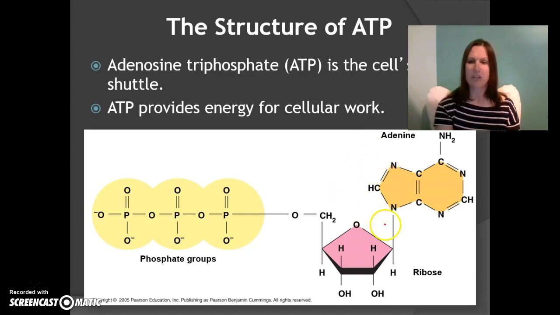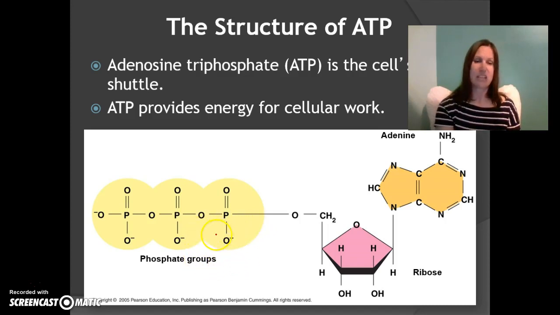If we look at this molecule here, adenine, remember this is one of our base pairs that we talked about in our macromolecule section. It's a nucleic acid that we can see. Next, we have ribose, which is a 5-carbon sugar. And then the third big part are our 3 phosphate groups.